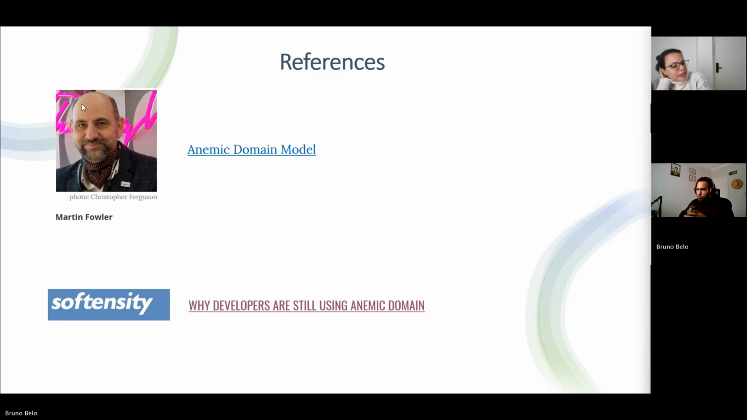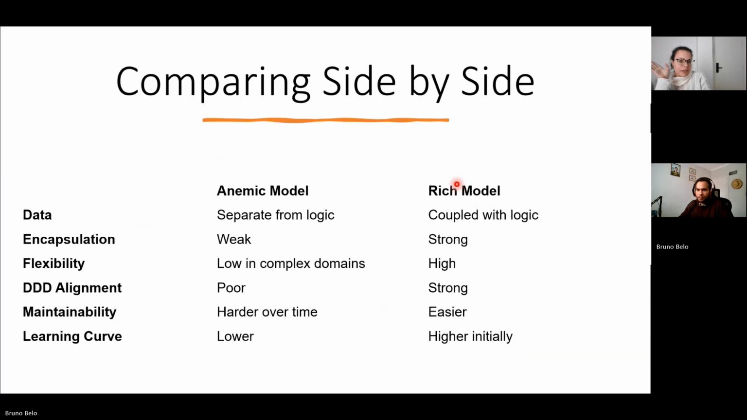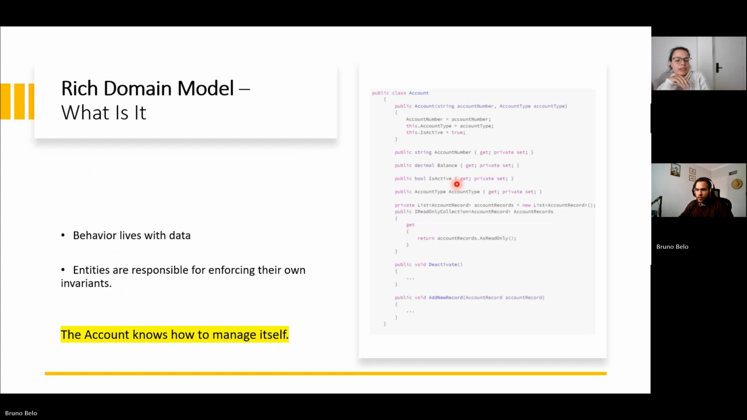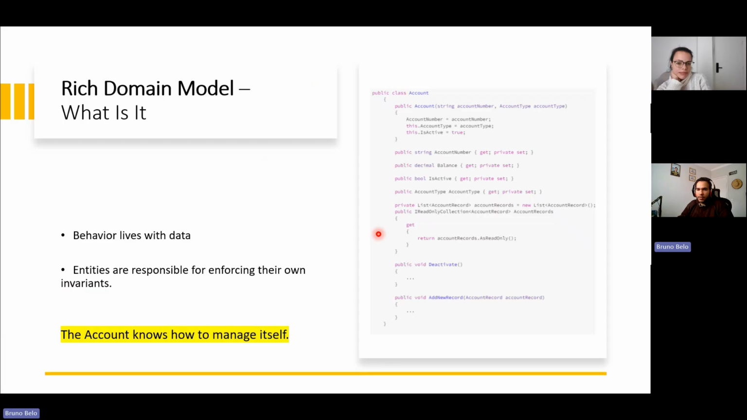I only have one question, just to understand. Let's say that you start with the anemic and then you realize that you need to switch to the other one. Do you need to write everything from scratch, or can you do modifications to adapt the code? Yeah, basically, no, you can do modifications. See, I still have the same properties I had before in the rich domain. So I still have the account number, the balance, everything, but I'm changing the setters to be private, and I'm adding behavior within this one.